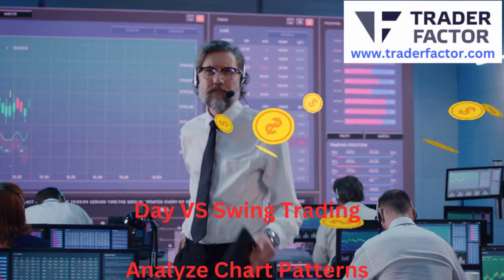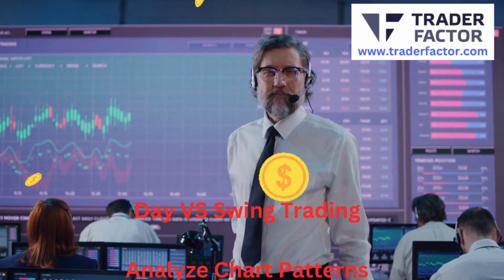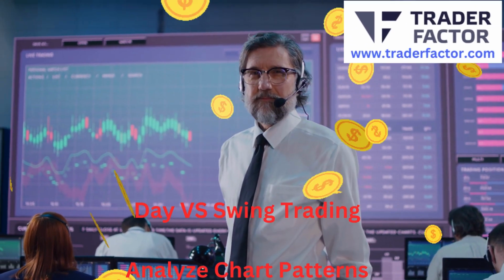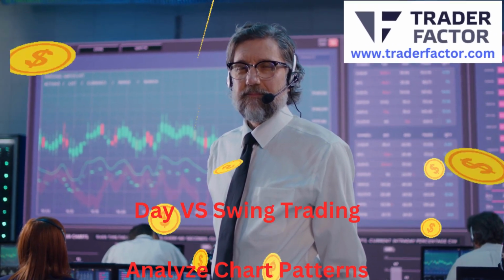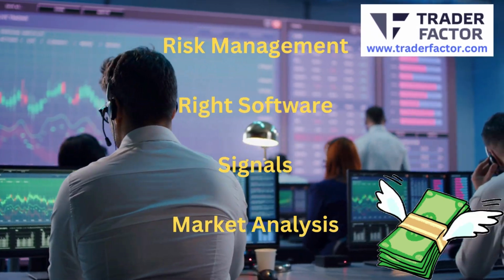Practical tools for success. Trading platforms: explore the software that connects you to the Forex market. Indicators and signals: navigate the trading seas with confidence by understanding these critical tools.